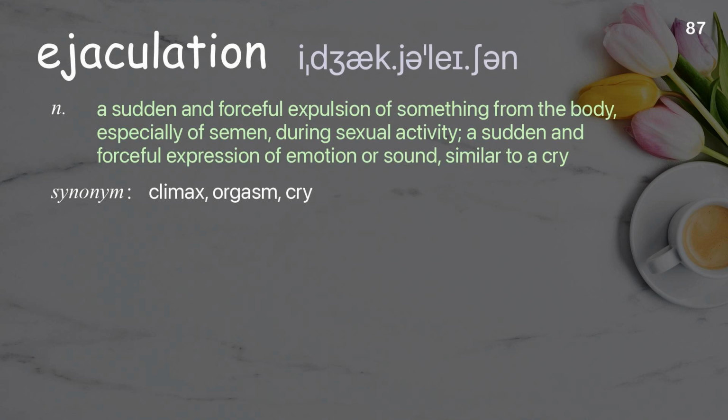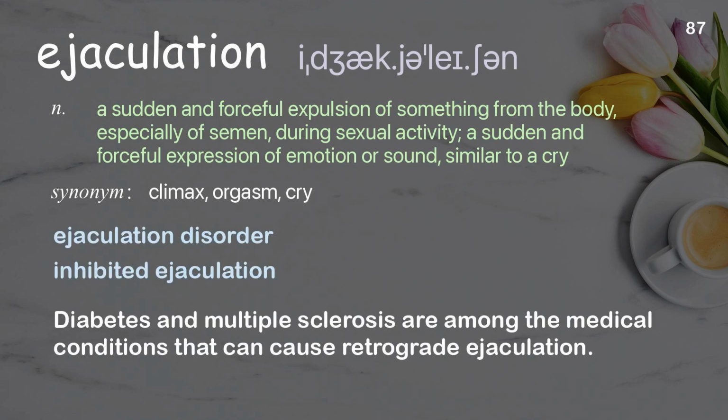Ejaculation. A sudden and forceful expulsion of something from the body, especially of semen, during sexual activity; a sudden and forceful expression of emotion or sound, similar to a cry. Examples: Ejaculation disorder. Inhibited ejaculation. Diabetes and multiple sclerosis are among the medical conditions that can cause retrograde ejaculation.